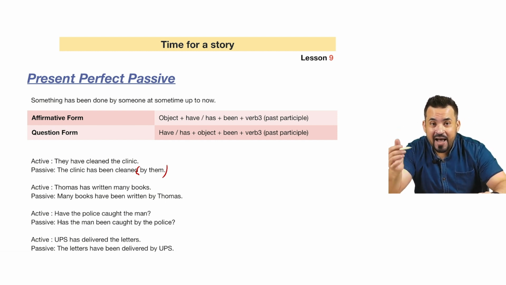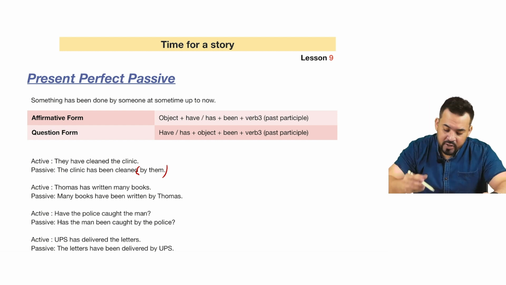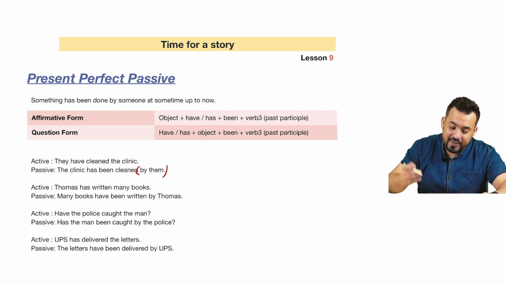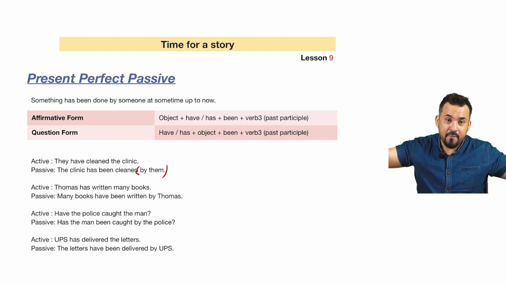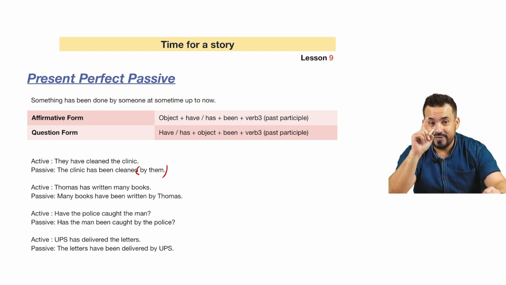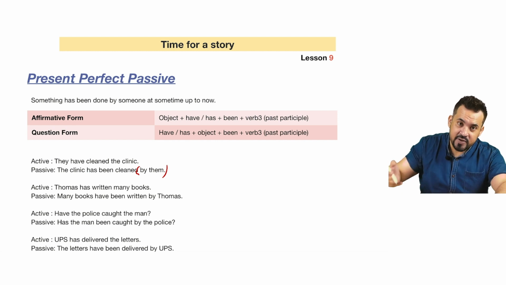Why have we used has? Because the clinic is singular. In the active form it is they have cleaned it. But in the passive form, the clinic will become the new subject and it is singular. So the clinic has been cleaned.